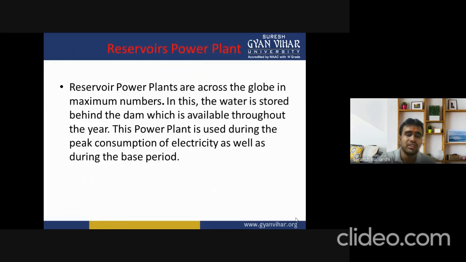Now we will discuss the reservoir power plant. Reservoir power plants are across the globe in the maximum numbers. In this, the water is stored behind the dam, which is available throughout the year. This power plant is used during the peak consumption of electricity as well as during the base period.